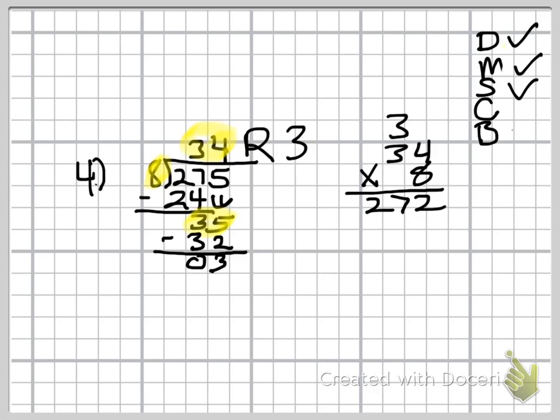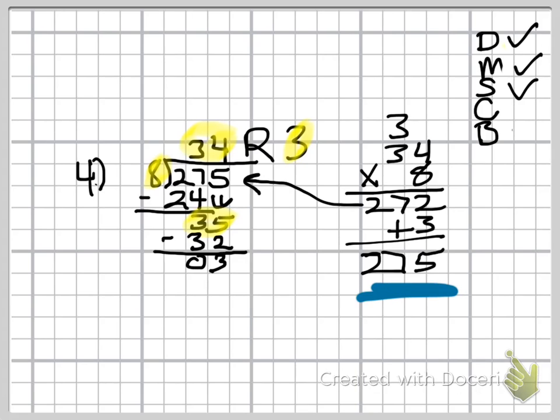272. Well, that's close to what I started with. But I haven't added my remainder yet. I need to take my remainder, and I need to add it with my number. 272 plus 3 is 275. This is the same as my number right there. And so I know I've done it correctly.